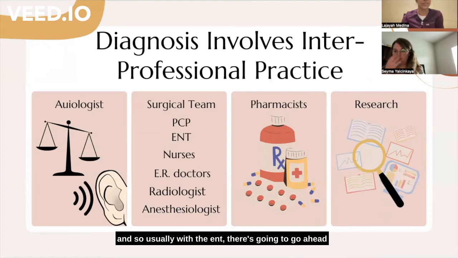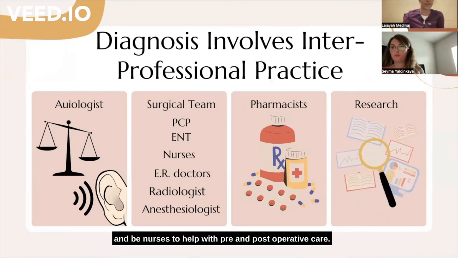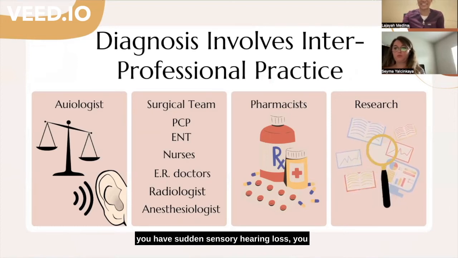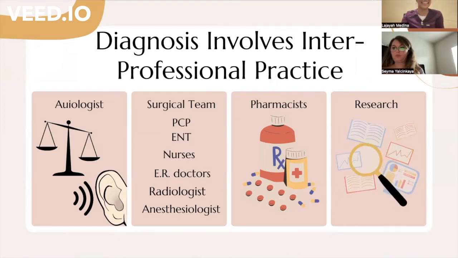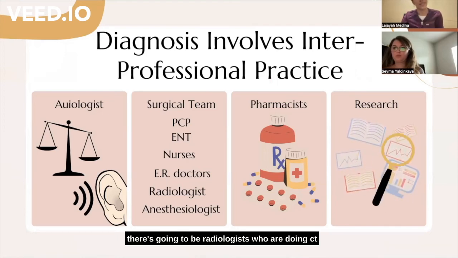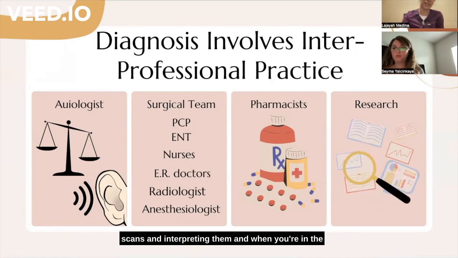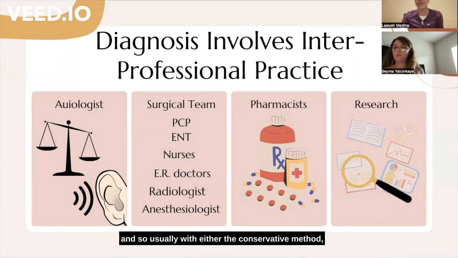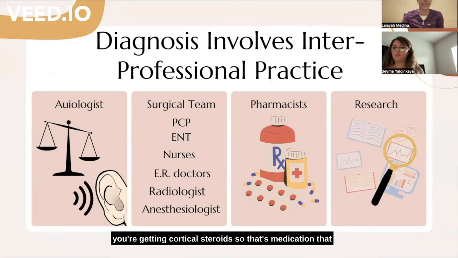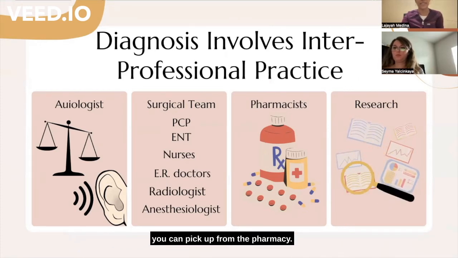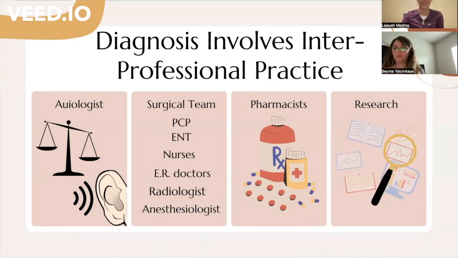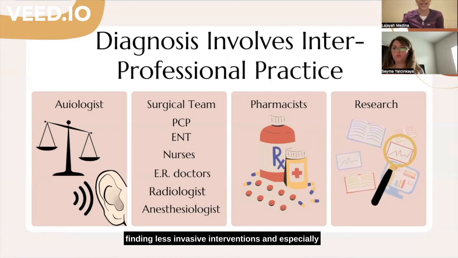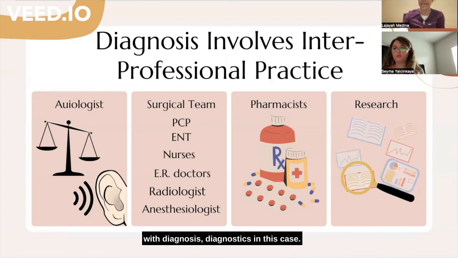And so usually with the ENT, there are going to be nurses to help with pre and post operative care. There are going to be ER doctors because if you have sudden sensorineural hearing loss, you should go straight to the emergency room. There are going to be radiologists for doing CT scans and interpreting them. And when you're in the operating room, you're going to have anesthesiologists. And so with the conservative method, you're giving corticosteroids. So that's medication that you can pick up from the pharmacy. And let's not forget our researchers. Their findings really do help with finding less invasive interventions, especially with diagnosis in this case.